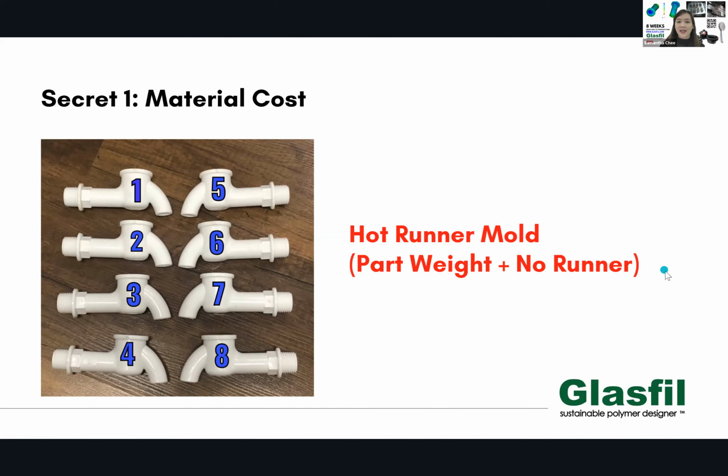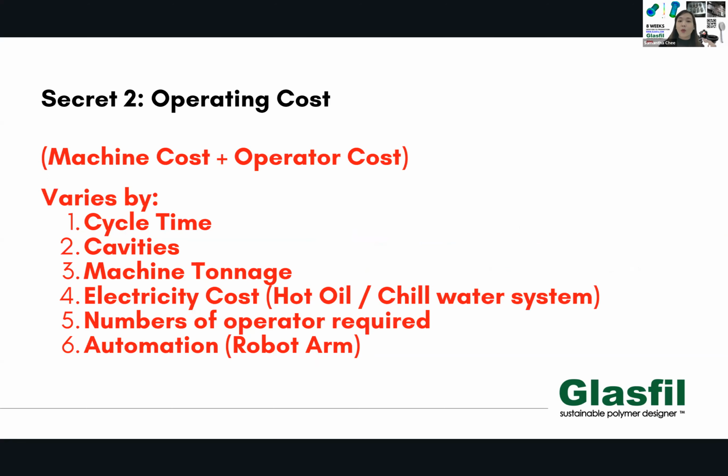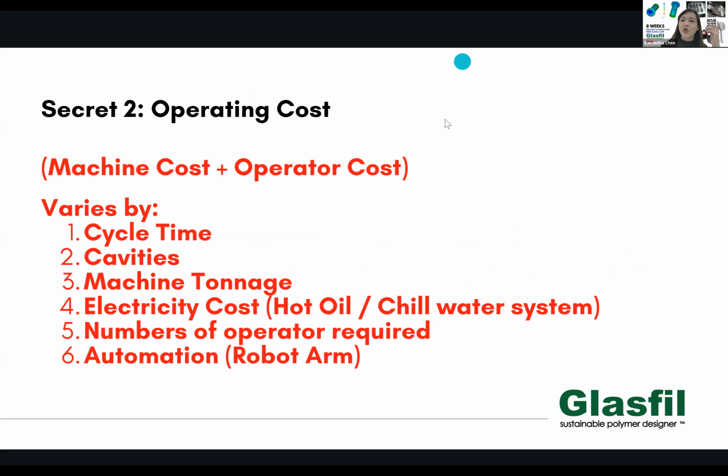Okay, moving on next. Of course, when you produce something, you need electricity, you need power, you need manpower, right? So the next cost that we're going to discuss will be the operating cost. The operating cost would be the machine cost plus the operator cost. The machine cost basically comes from what I said just now, cycle time. Cycle time means how long it takes to produce one piece or one shot.